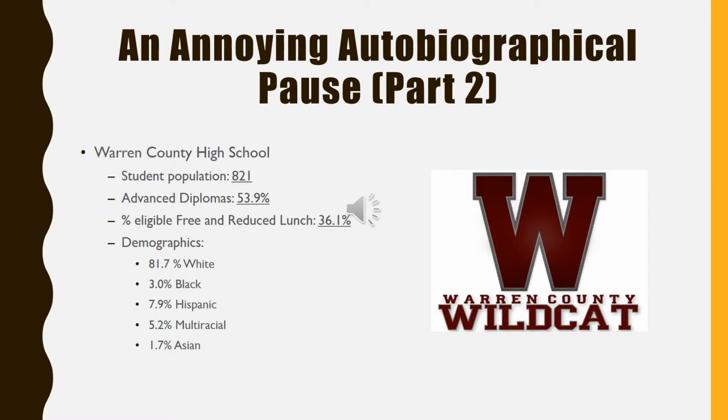Speaking of Warren County, this is by far the smallest school I've ever taught at. For example, Penn Hills High School had a population of 2,500. That was my graduating school, very diverse. Warren County High School, as of the last census, has a population of 821. About half of the graduating class get advanced diplomas, but over a quarter of the students are eligible for free and reduced lunch. The demographics breakdown is 81.7% white, pretty white, with a very small multicultural population mixed between multiracial, Black, Hispanic, and Asian.